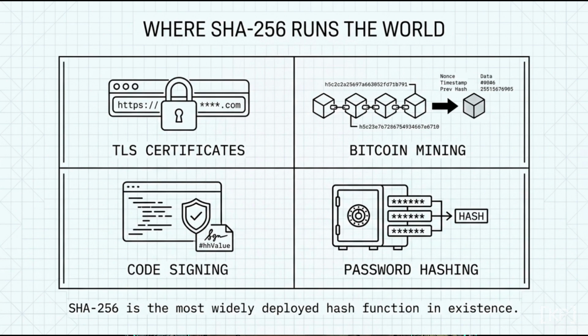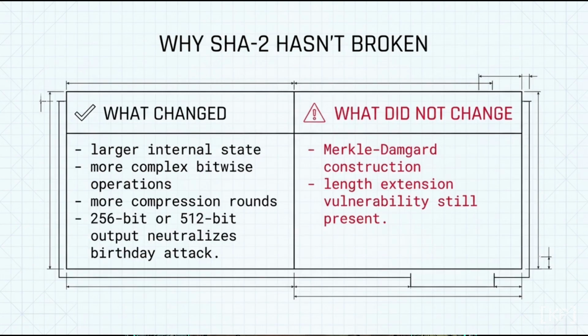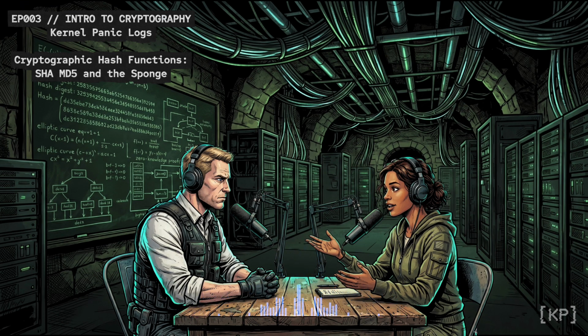It's everywhere. But knowing what we just discussed about the underlying architecture, how different is SHA-2 from the algorithms that failed? Structurally, it is not different. Wait, really? Yeah, SHA-2 relies on the exact same Merkle-Damgard assembly line construction that MD5 and SHA-1 used. Oh, wow. The designers simply gave it a significantly larger internal state, introduced much more complex bitwise operations, and added more rounds of compression. The larger 256-bit output completely neutralizes the birthday attack, making brute force collisions practically impossible with modern technology. But I have to point out the elephant in the room here.